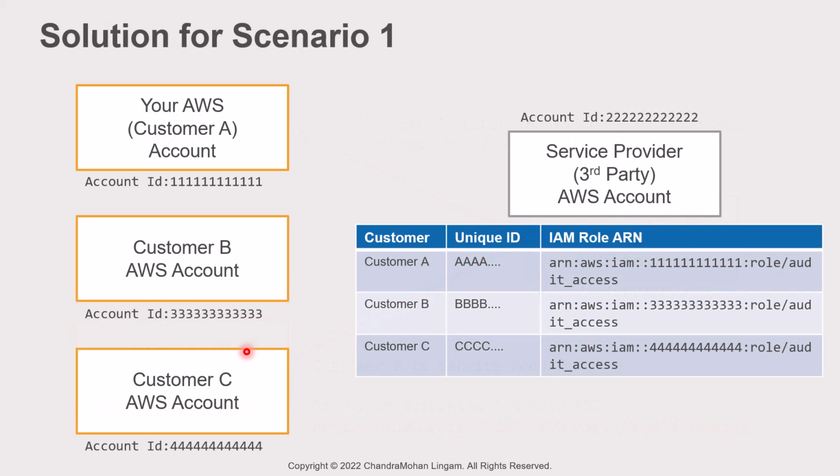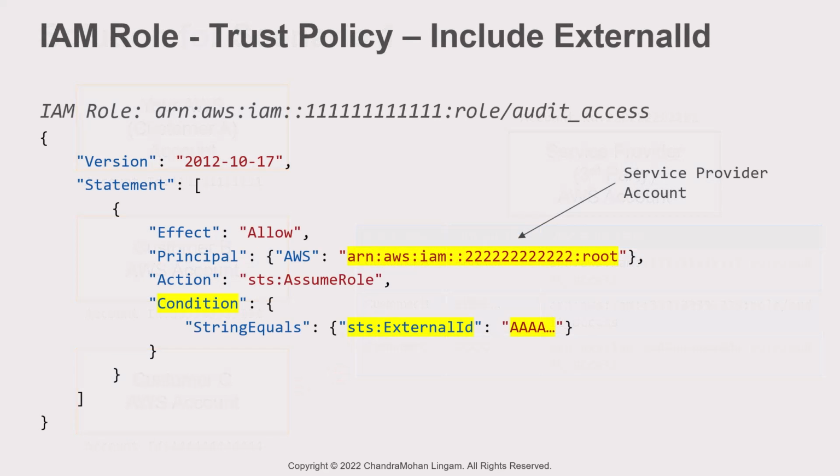To protect from this confused deputy scenario, the service provider must now assign a unique customer ID for each customer. And then the service provider must share the customer ID with the respective customers. In the IAM role's trust policy, we need to add a condition and verify if the customer ID sent in the request matches with the customer ID assigned to your account. Now, from the service provider's perspective, when they assume the role, they must also specify the customer ID in a special variable called external ID to gain access.